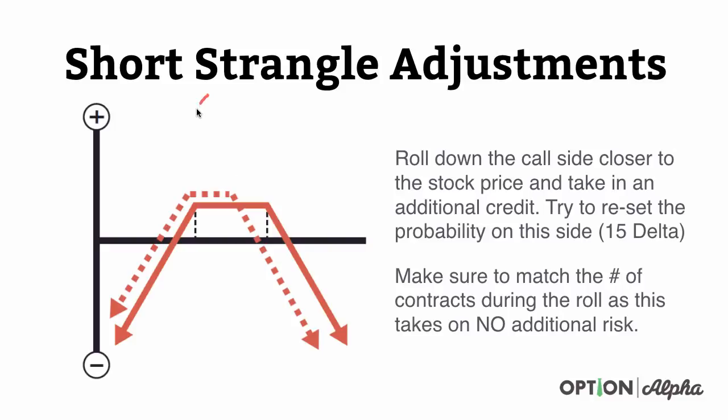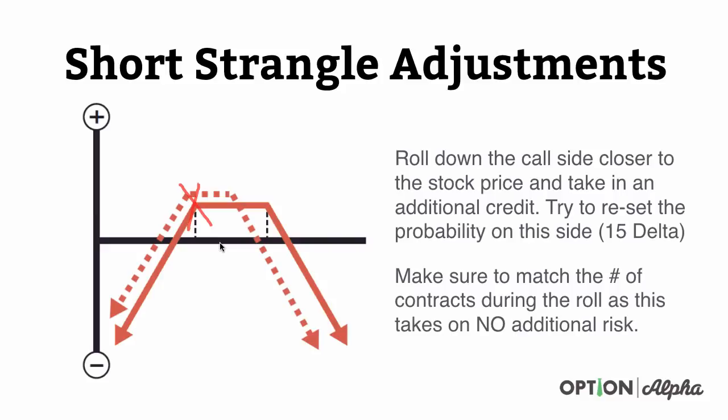Now let's say, for example, that the stock starts moving down towards your put side strike, which is right here. That's where the stock would be moving towards. What you're going to do in this case is you're not going to adjust the put side of the trade. You're going to leave that put side on. It's moving against your puts.